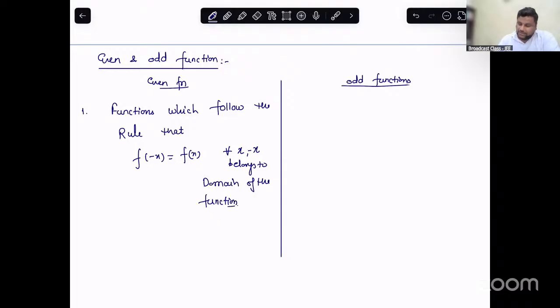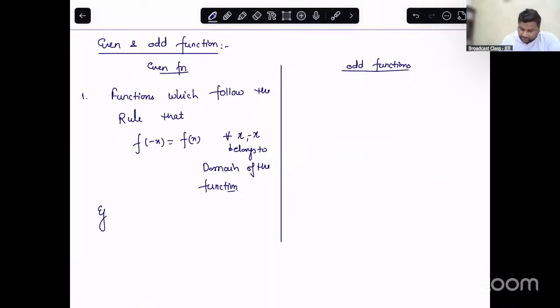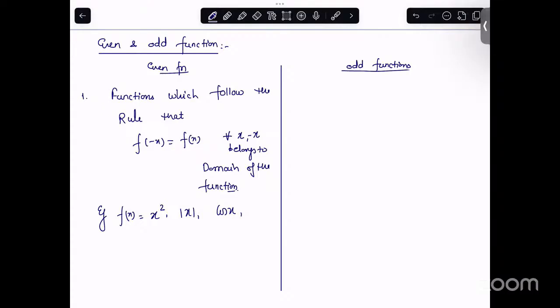Even functions: that means if I put minus x in place of x, it absorbs that minus. For example, fx equals x square, fx equals mod x, fx equals cos x. They all are examples of which function? Even. Examples of even function.